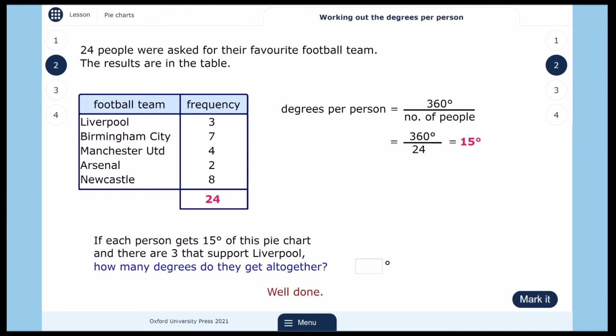We can now use this to work out how many degrees we need to represent each football team in our pie chart. So if each person gets 15 degrees, and there are 3 people that support Liverpool, 3 lots of 15 would be 45 degrees we need to represent Liverpool in our pie chart. We can repeat this process to work out the number of degrees for each of the other teams.